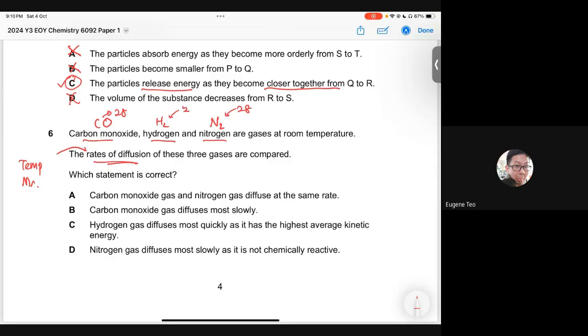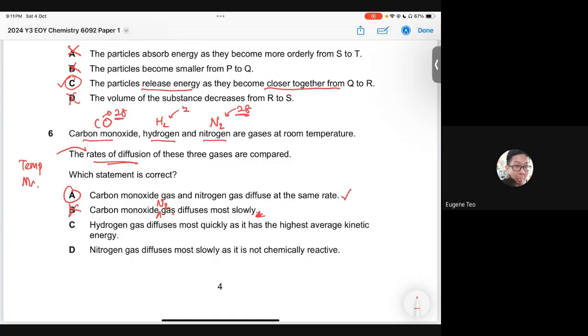Okay, so question 6, let's look at the options. Carbon monoxide gas and nitrogen gas diffuse at the same rate. Actually, the answer is yes, it's just A already, because can you see Mr is the same, so their rate of diffusion is the same. Now, carbon monoxide gas diffuses the most slowly. That's true, but if I want to write here, it should also include N2 as well. So therefore B is not totally correct, because N2 should be included there as well.